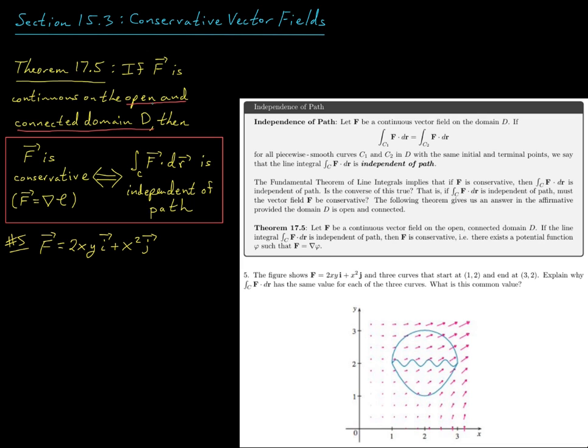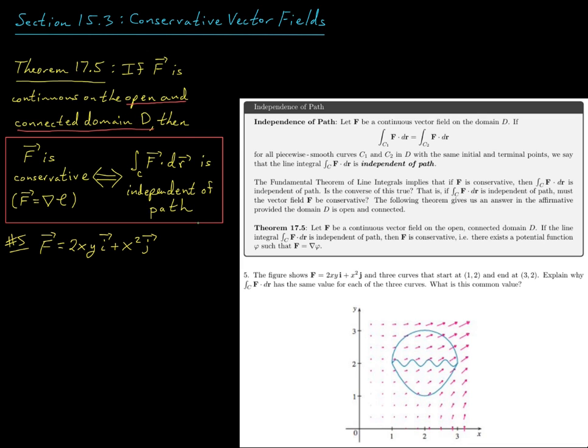Okay, so again, provided we're on an open and connected domain D, this condition of being conservative is now seen to be equivalent to the line integral being independent of path, which is quite nice. Notice we're not requiring D to be simply connected. Open and connected is sufficient.